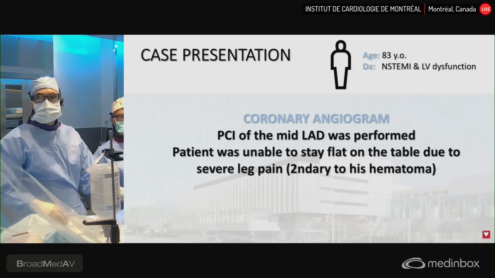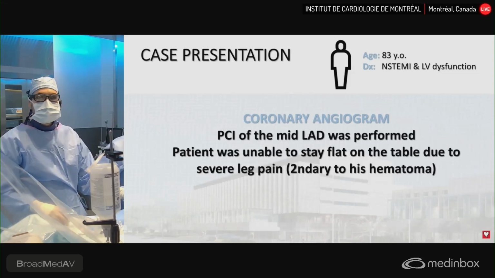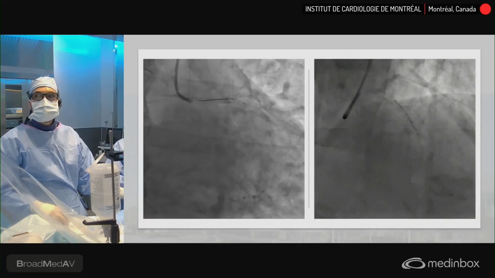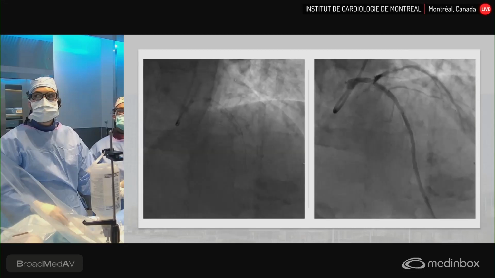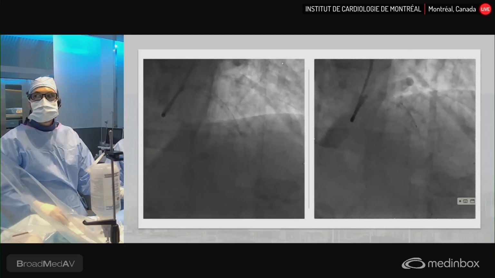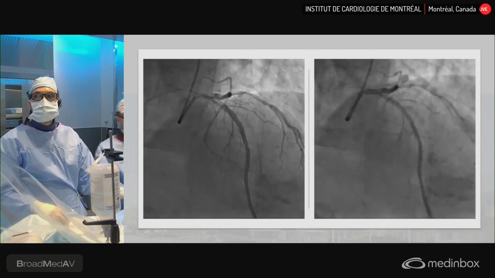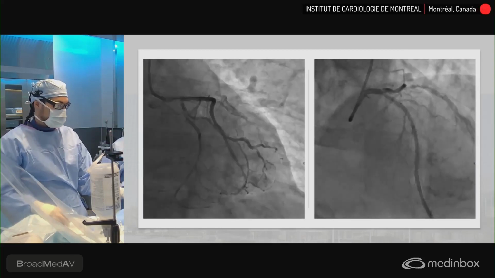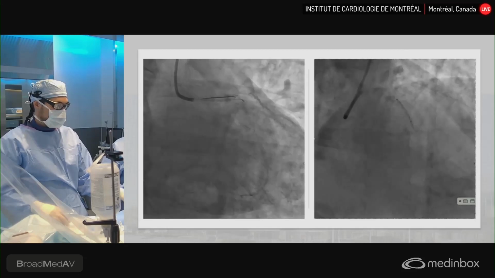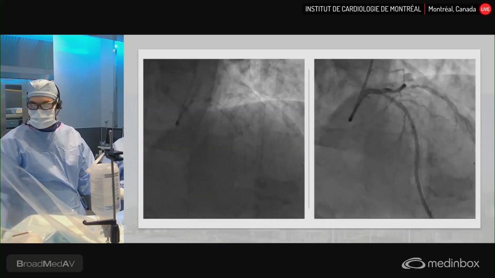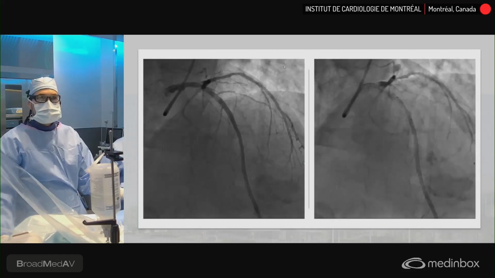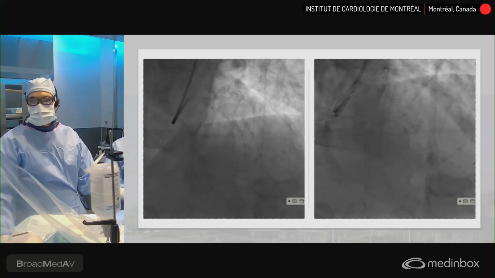So initially, our plan was to do PCI of the LAD and the circumflex. You can see here that we actually stented the mid LAD, but the patient was in severe pain in his lower back, and we were never able to finish the angioplasty. That was last week. So we were just able to stent the mid LAD. So now the patient remains with a severely calcified circumflex lesion, severe ischemia, and LV dysfunction.